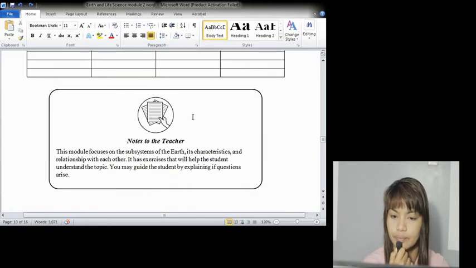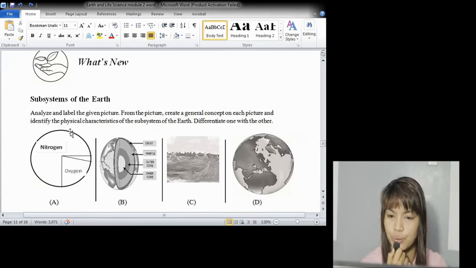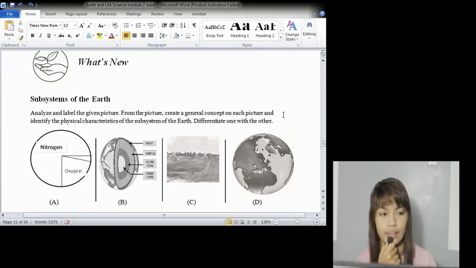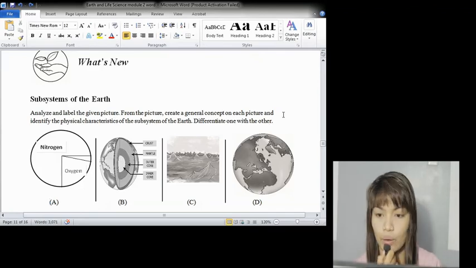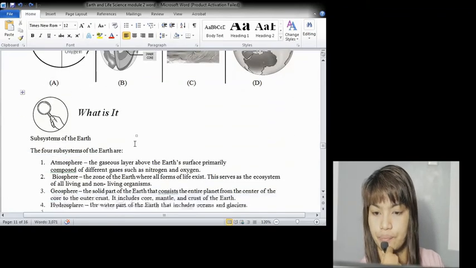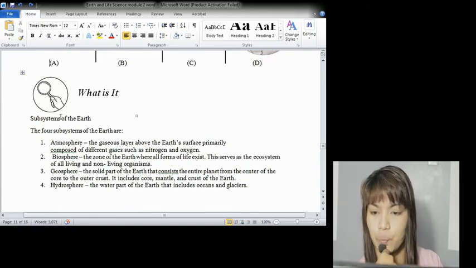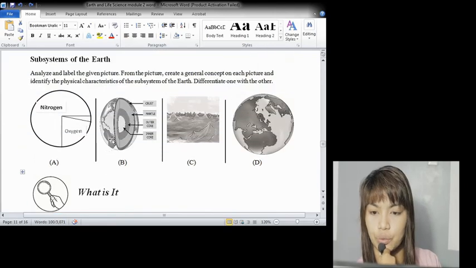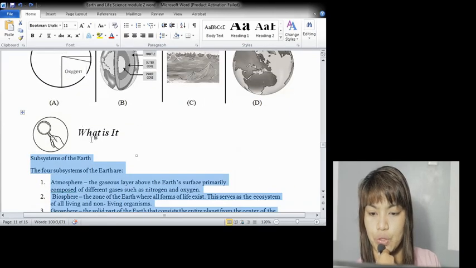Okay. And then next is what's new. You're just going to label the picture below. And then you're going to identify the physical characteristics of the subsystems of the Earth and differentiate one from another. So you can give some description about this subsystem. Short description. So what is it? It's a short discussion again. So it will guide you to answer what's new.